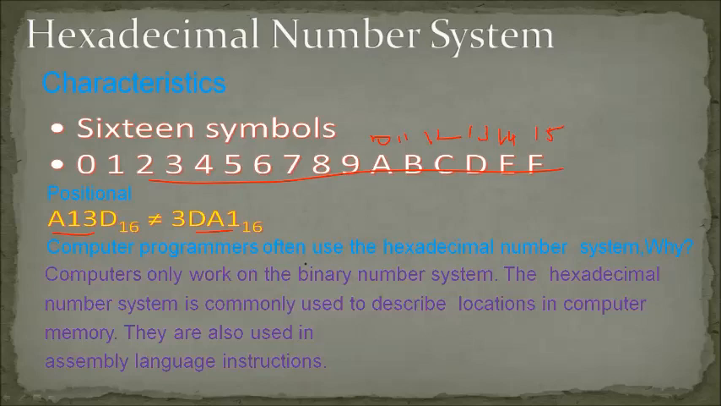Computer programs often use the hexadecimal number system. Why? Because most computers work on the binary number system, and hexadecimal is commonly used to describe locations of the computer memory. It is also used in assembly language instructions. You might remember from the previous session the 3 types of languages: machine language, high level language, and assembly language. So that's why we are using the hexadecimal number system.